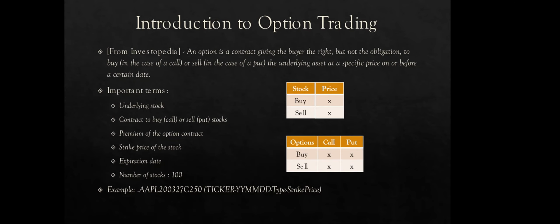And what is an option? An option is a contract giving the buyer the right. So what does it mean? Actually, an option is a contract based on a number of stocks, and it gives the buyer the right, but not the obligation, to buy or sell the underlying asset at a specific price on or before a certain date. So what does it mean?